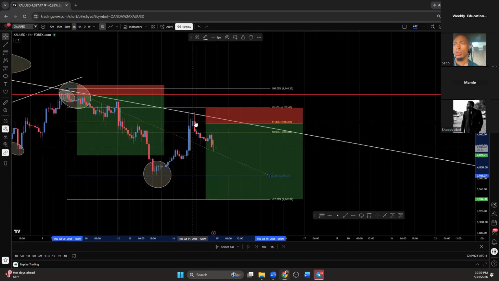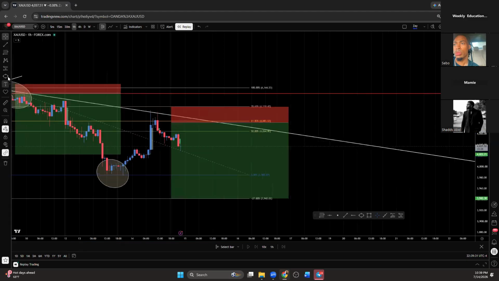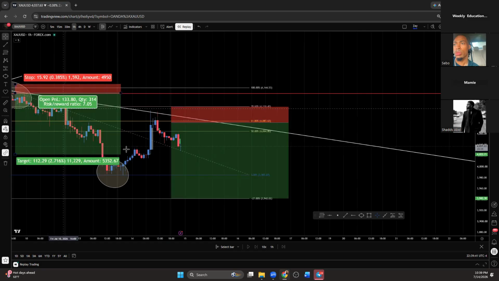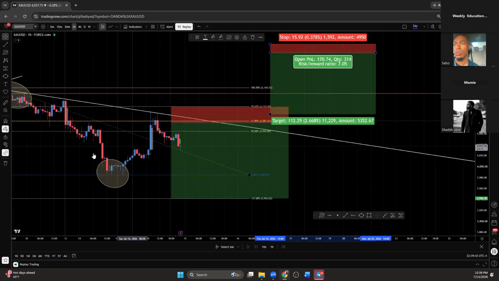Your entry is here, but I tell you guys all the time, look to the left, right? What confirmed our entry? Something that I talk about all the time. We don't necessarily point it out, but this is why we entered at 61.8. When you have candlestick patterns and you have confirmation to the left of where you want to enter the market, then you should have no worries when you enter that trade.